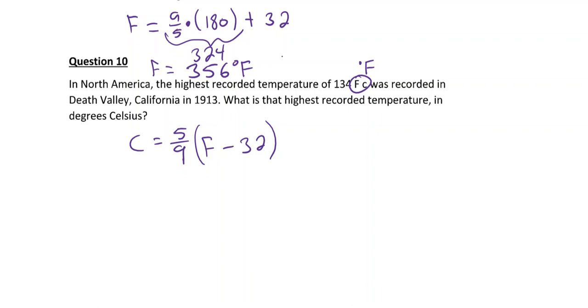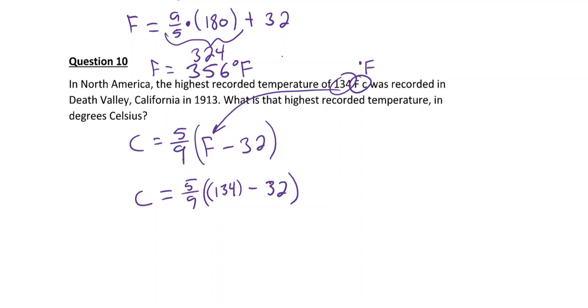So same thing, we're just going to put it in, right? We're going to put this number, this 134, into our F value and see what we get out for C. So we'll go C is equal to 5 over 9 times 134. And I'm going to put that in brackets too, just to remind myself that's what I put into the function there. Minus 32. And that's kind of it.